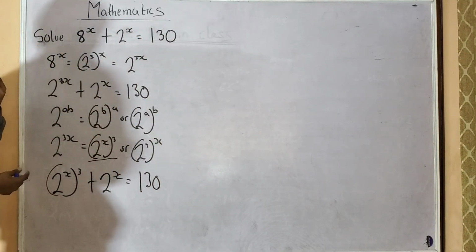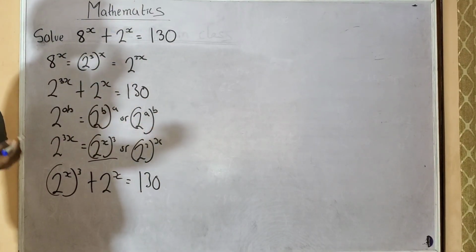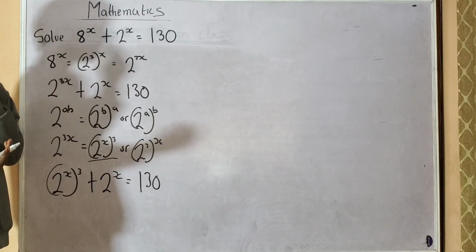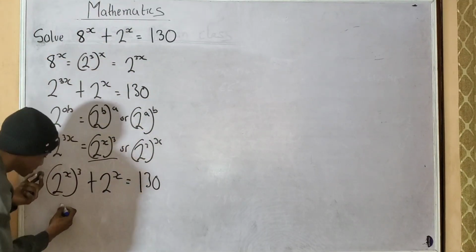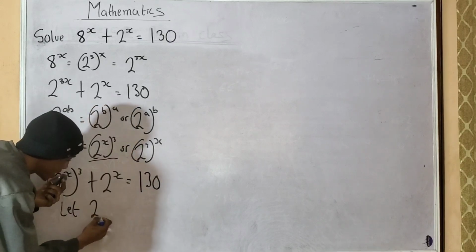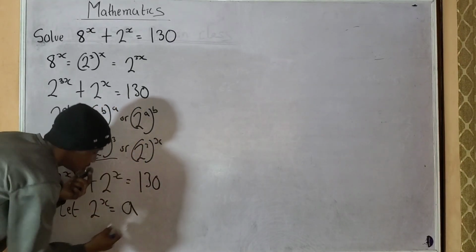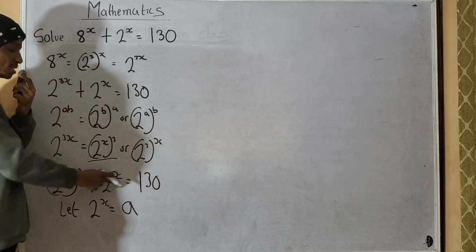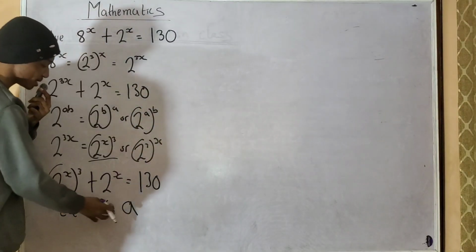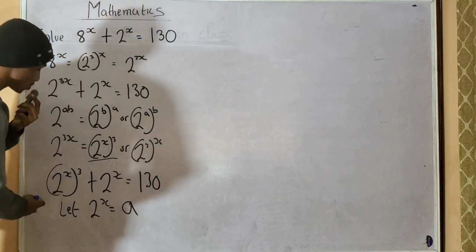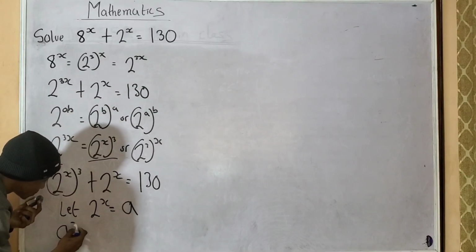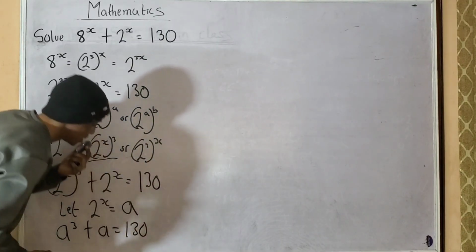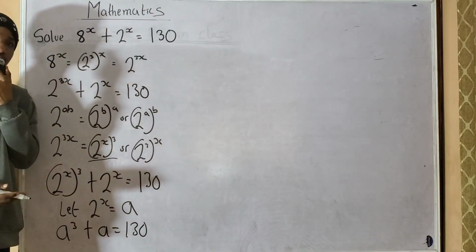Now, having gotten to this point, the next step is that I'm going to let 2 raised to the power of x equal a letter. So let 2 raised to the power of x equal a. Do you understand? So anywhere I see 2 raised to the power of x in this equation, I'm going to replace it with a. So I'm going to have a raised to the power of 3 plus a equals to 130. Okay, so we have this cubic equation.